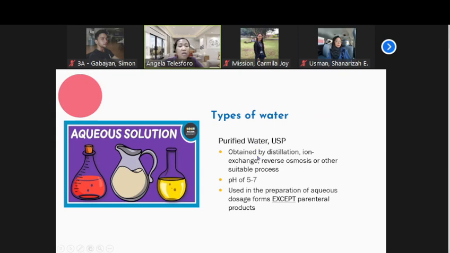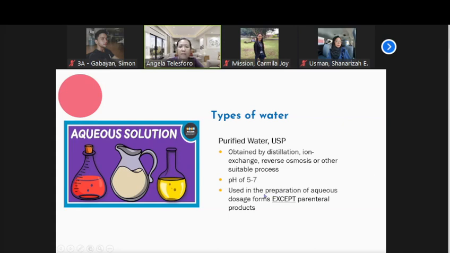Obtained by distillation, ion exchange, reverse osmosis, or other suitable process. This has been discussed in the lecture. Water is neutral, so its pH is 5 to 7. 7 is neutral, right? Then 8 and above is alkaline. So we use purified water to prepare aqueous dosage forms except parenterals. We use purified water when we make syrups, suspensions.